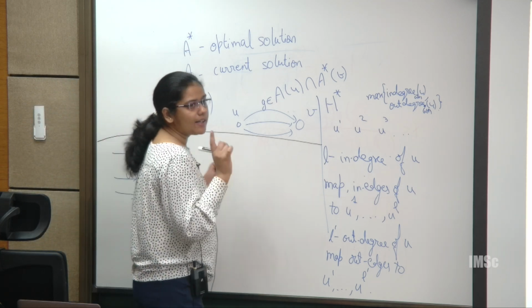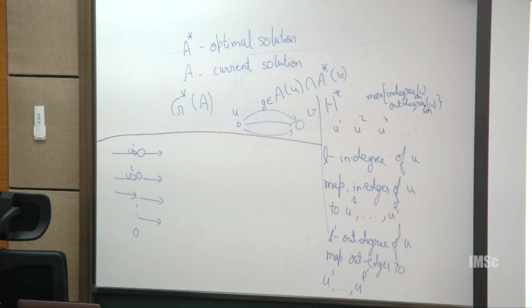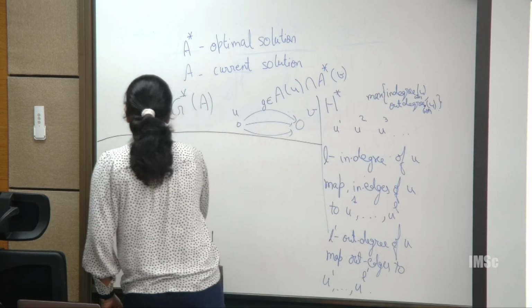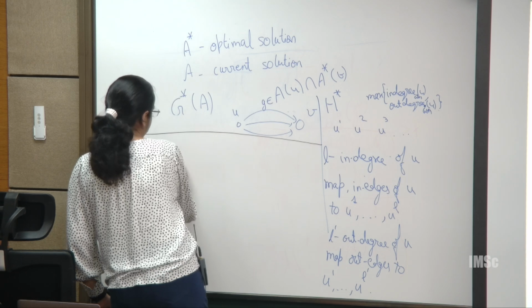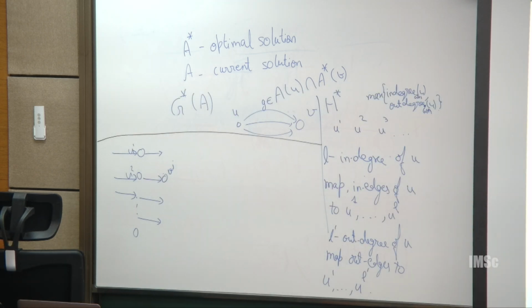Now, how do I add edges in H star? Let us say there was an arc between U and V, right, and I mapped this arc to Ui and Vj. Okay. So, I will have an arc between Ui and Vj in H star. Is the construction of H star clear? Simple.